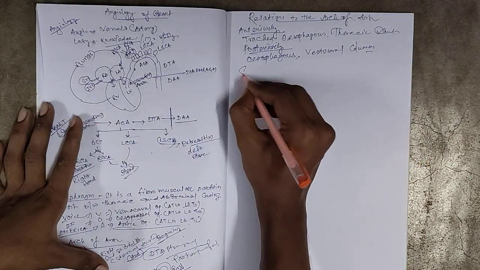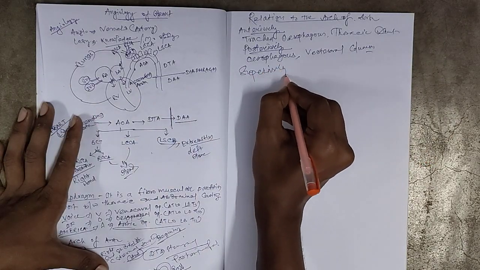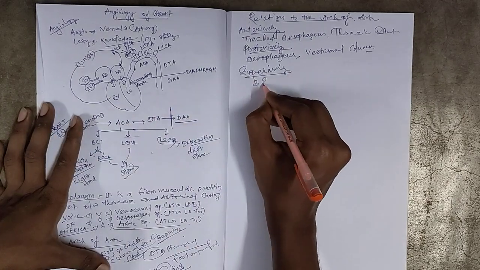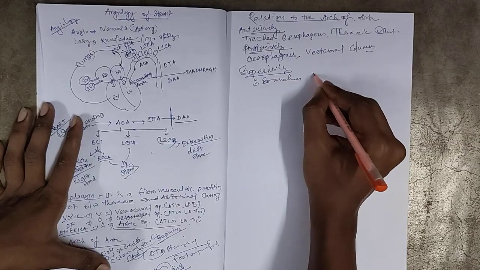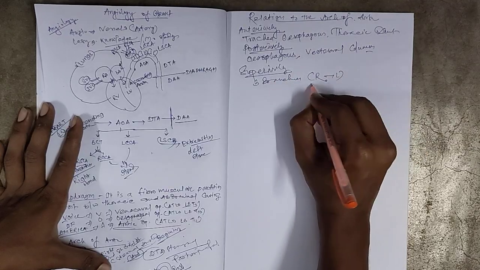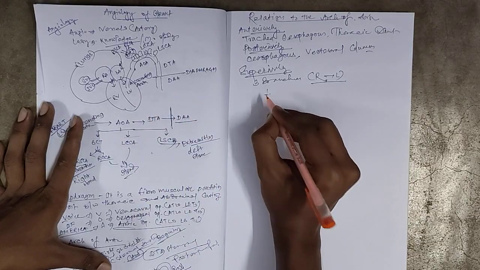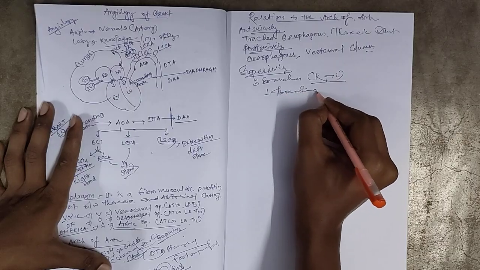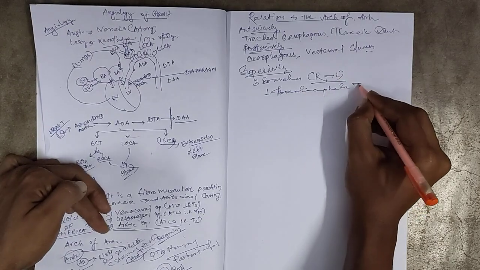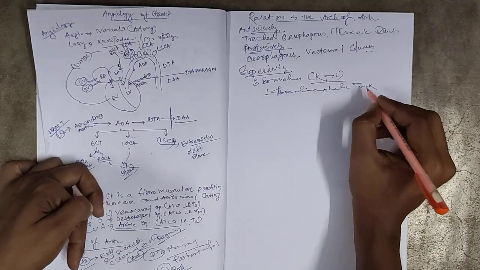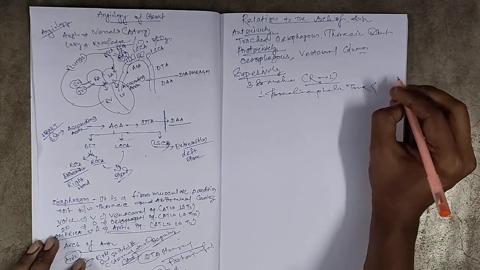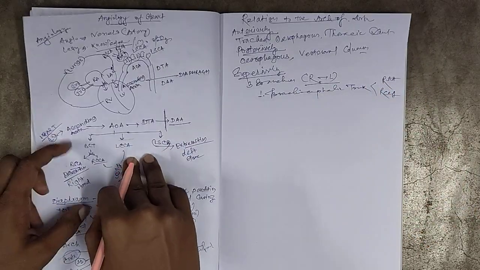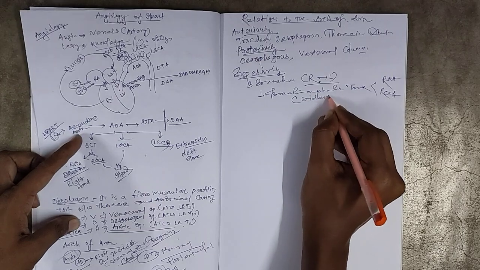Then superiorly, there are three branches from right to left. Number one, the brachiocephalic artery or trunk, which will further divide into two parts: one is the right subclavian artery, one is the right common carotid artery, and this is the widest branch.